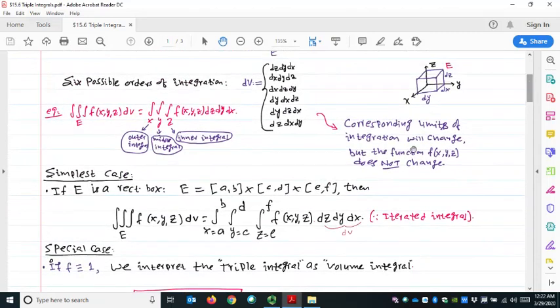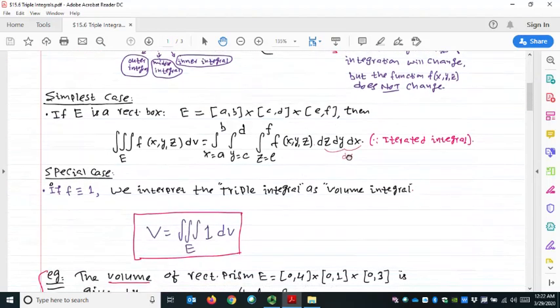In this special case, if our three-dimensional region is simply a rectangular box with sides [a,b] cross [c,d] cross [e,f], then our triple integral of f of x, y, z dV over E can be written as an iterated integral of f of x, y, z dz dy dx, with the z integral having z bounds, z equals e to f, the y integral with y bounds, y equals c to d, and the x integral with x bounds, x equals a to b.